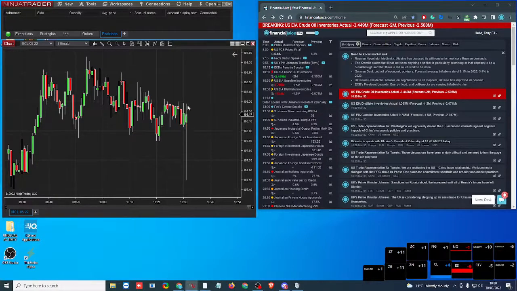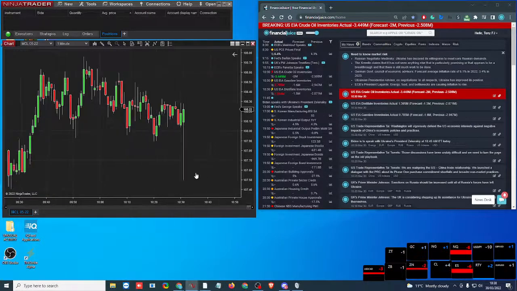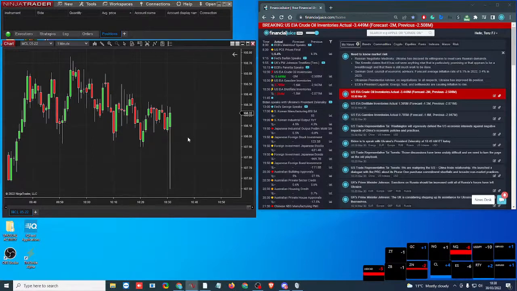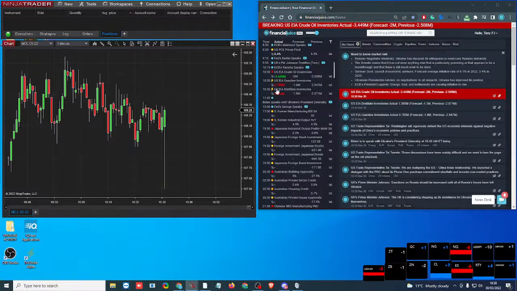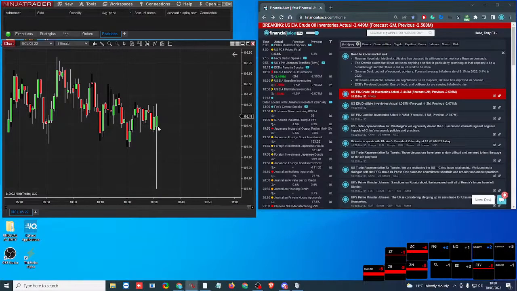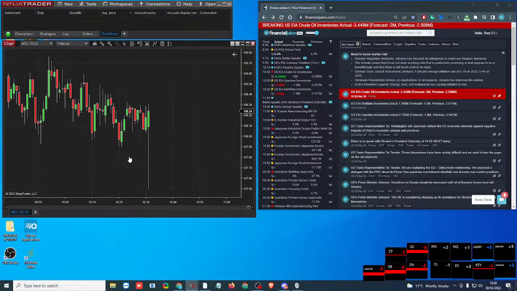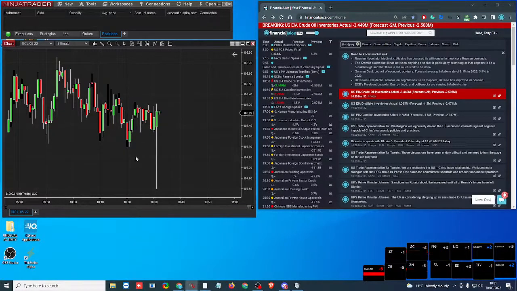We did see some initial movement towards the upside, but overall we're seeing it's very choppy here. Then we'd seen a movement towards the downside. We'll see how the market reacts to this. But overall, a headline figure seeing a draw, and then the other two figures seeing a build. So a bit of a mixed reaction here on WTI crude oil from what we can see. Let's keep our eyes on it.